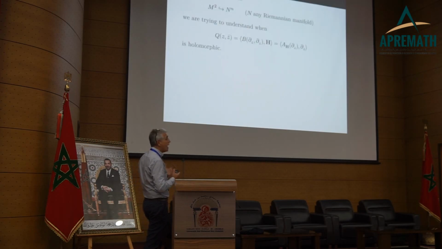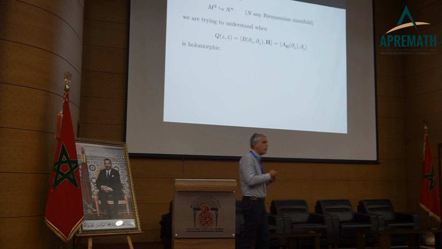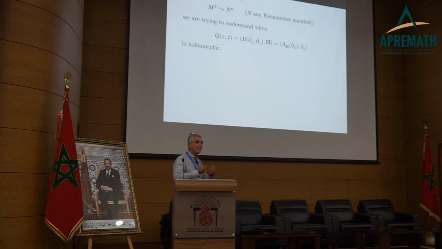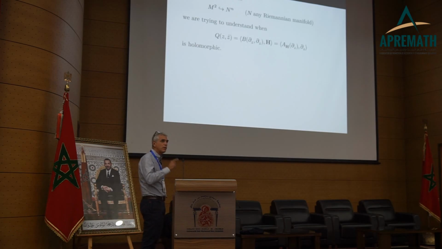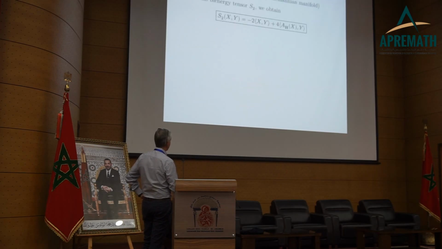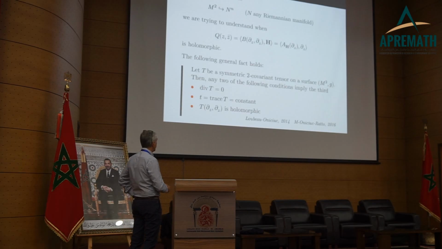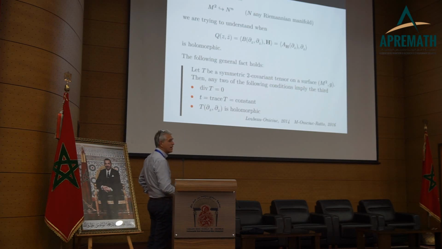And now I try to use the condition of biconservativeness to understand this converse. So consider the surface now in any Riemannian manifold, I don't want to restrict myself to constant sectional curvature. And we are trying to understand when this Q is holomorphic. We have a general fact, that has nothing to do with the setting. Suppose you take any symmetric two-covariant tensor T on a surface. Then any two of the following conditions imply the third: the divergence of T is 0, the trace of T is constant, and T of dz is holomorphic.